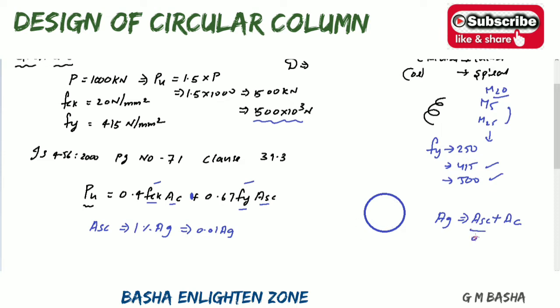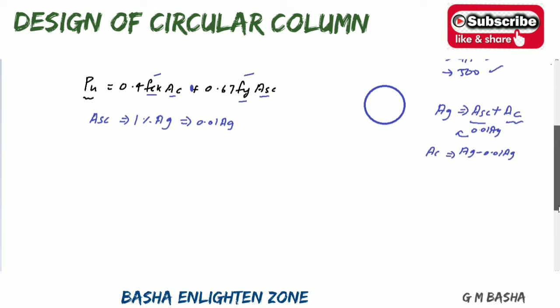So we are assuming 0.01% of Ag. If you want Ac, just send this one to this side. That is, area of the concrete will be equal to Ag minus 0.01 Ag. That one will be equal to 0.99 Ag, since 1 minus 0.01 equals 0.99. Therefore, area of the concrete will be equal to 0.99 Ag.